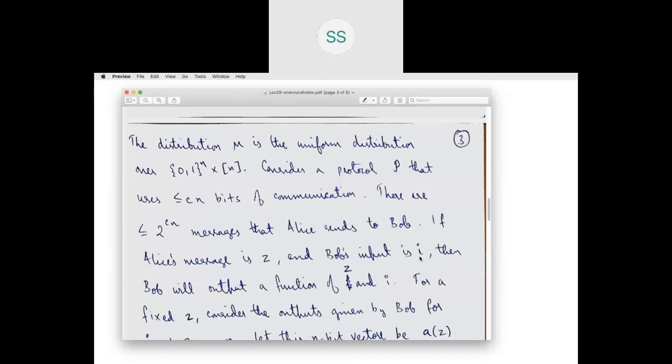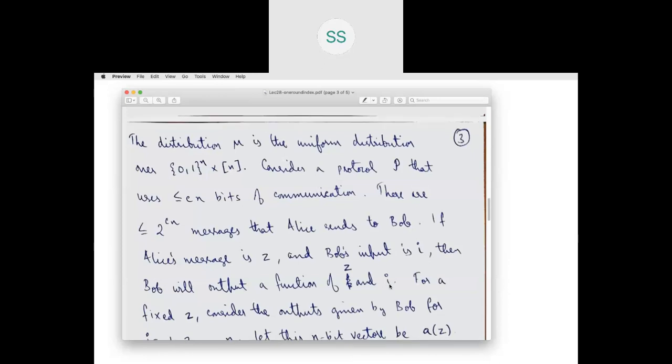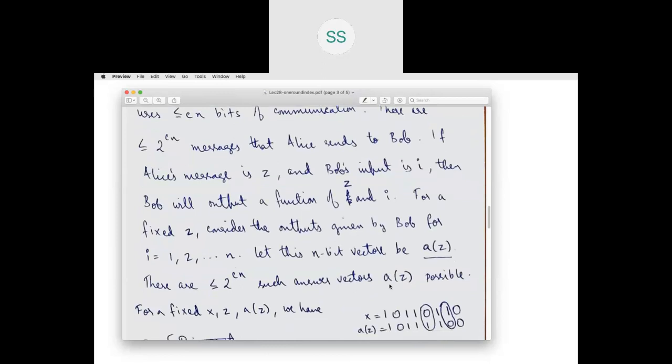So for I equal to 1, Bob will output a certain answer. For I equal to 2, Bob will output another answer for a fixed Z. For I equal to 3, Bob will output another answer. So for a fixed Z, you can consider the different answers that Bob outputs for I equal to 1, 2, 3, and so on up to I equal to n. So for each fixed Z, you can consider these n bits that are the outputs Bob is going to make for that Z and I equal to 1, for that Z and I equal to 2, and so on to that Z and I equal to n.